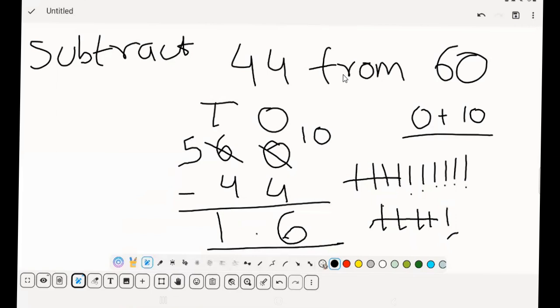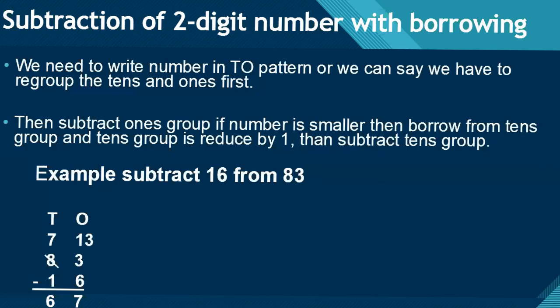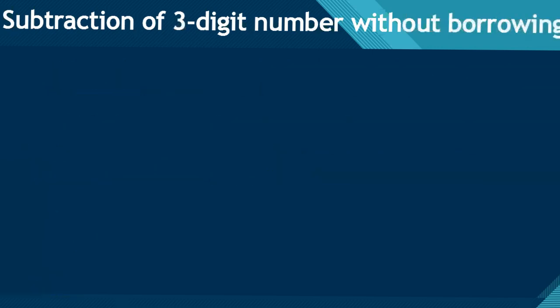Now move to the next topic. That is a subtraction of three-digit number without borrowing. So as we did the two-digit number without borrowing, similarly we have to do the three-digit number without borrowing. There is no difficulty in this because they are similar.